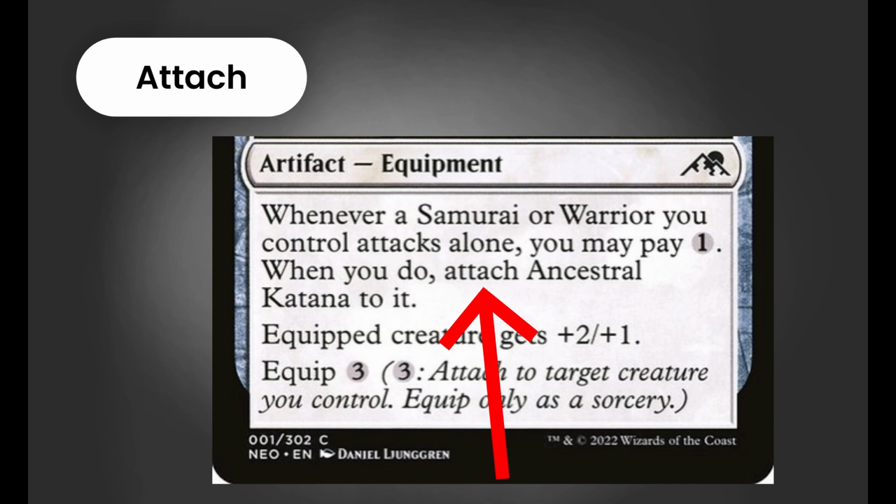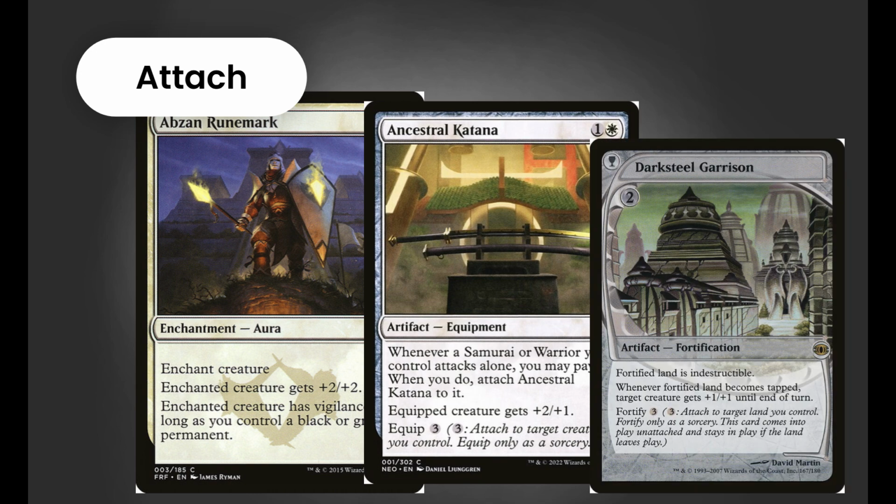Attach is the next keyword action, and it is also pretty self-explanatory. It means to move an Aura, Equipment, or Fortification onto another object or player. Auras, Equipment, and Fortifications are certain subtypes of enchantments and artifacts that can be connected to certain targets. Attaching is just shorthand for the process of doing that.